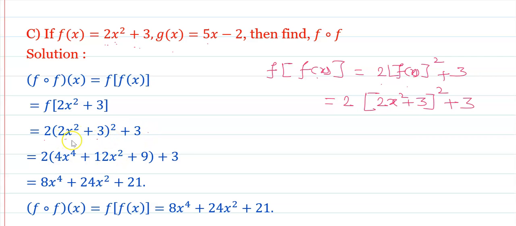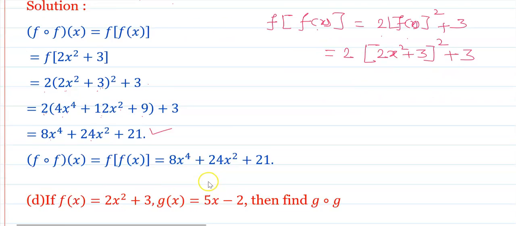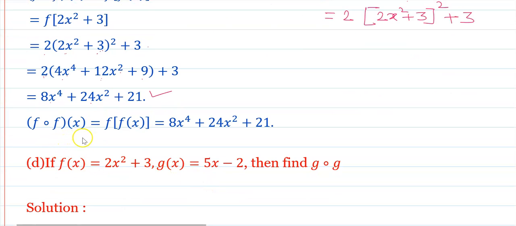Again the simplification. (2x square plus 3) bracket square means what? 4x raised to 4 plus 2 into 2x square into 3 means what? 12x square. Then the square of 3 is 9. And further simplification. 2 into 4x raised to 4 that is 8x raised to 4. 2 into 12x square means what? 24x square. 2 into 9 means what? 18. 18 plus 3 that is 21. Okay. And hence the FOF of x, f of f of x is equals to 8x raised to 4 plus 24x square plus 21 in this way.